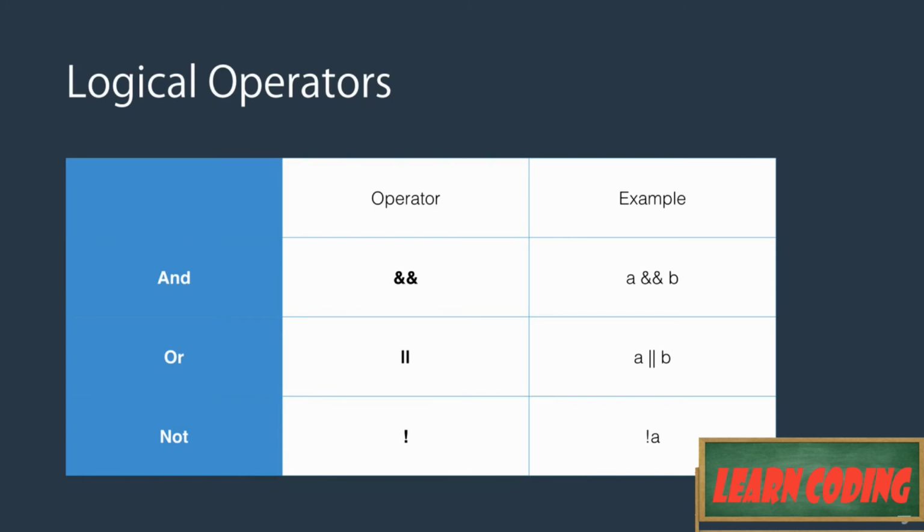In C#, the logical AND is indicated by double ampersand, and the logical OR is implemented by double vertical line. We also have the NOT operator, which is indicated by an exclamation mark.